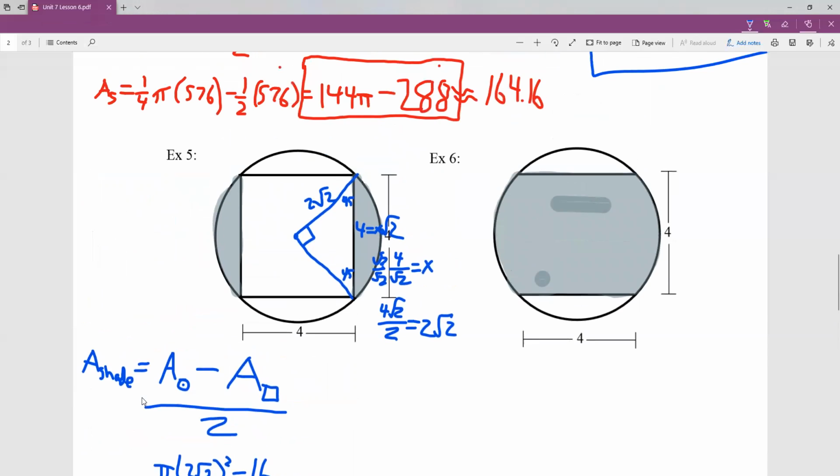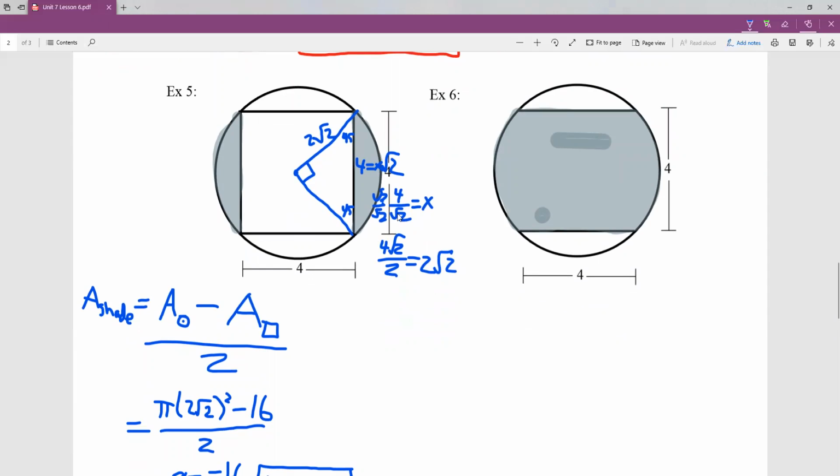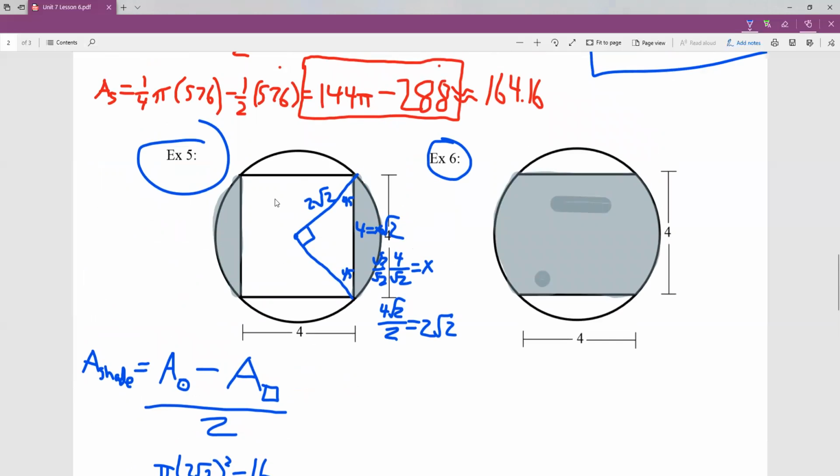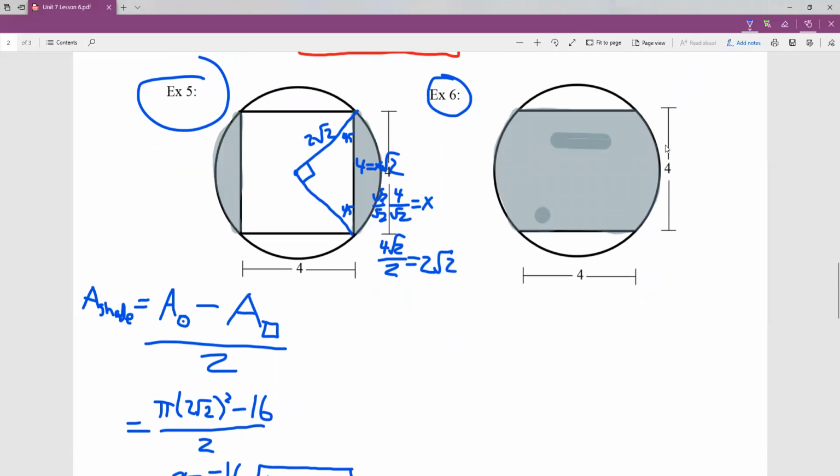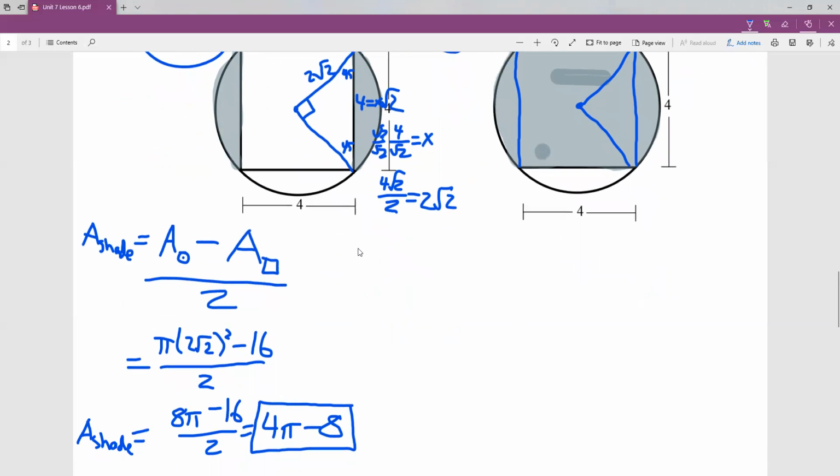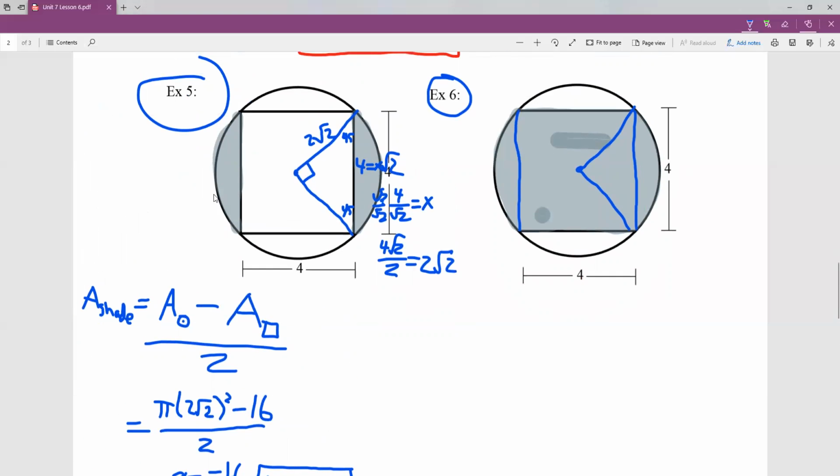Now, my question to you guys is, for example, what's the difference between example 5 and example 6? Well, in example 5, the square is taken out, whereas in example 6, the square is left in. That's the big difference here. So there are two different ways to think about this. To find the area of the shaded region, there are two ways to look at it.